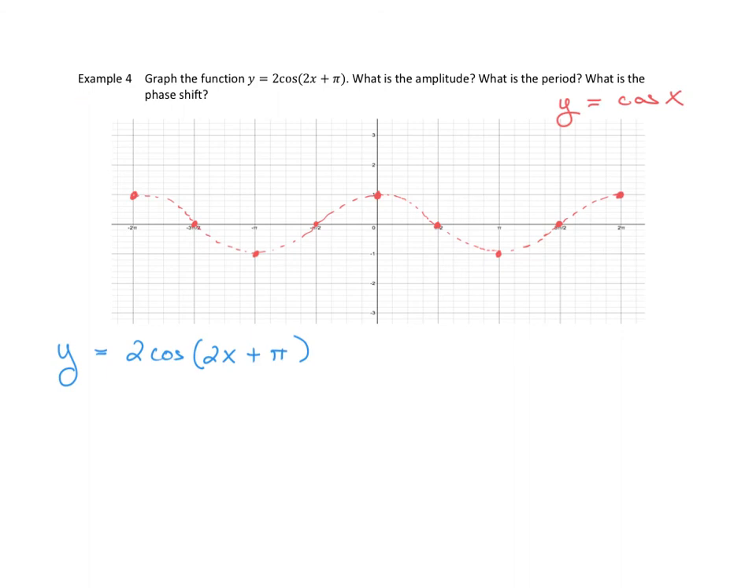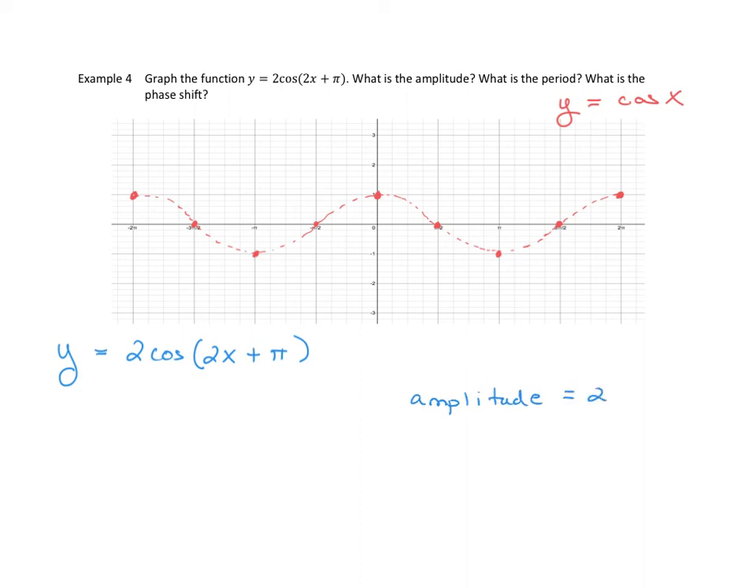In example 4, I want to graph the function y equals 2 cosine of 2x plus pi. Here I have a graph of cosine sketched on that I can use as a reference. But what I'd like to do is figure out, what's the amplitude, what's the period, and what is the phase shift? If I look at the way this function's written, we probably can guess some of these answers already. Like, for example, this 2 here, I know that's going to affect the amplitude. This 2 will multiply every single y value. So I'm going to go ahead and write down that I think the amplitude is equal to positive 2.